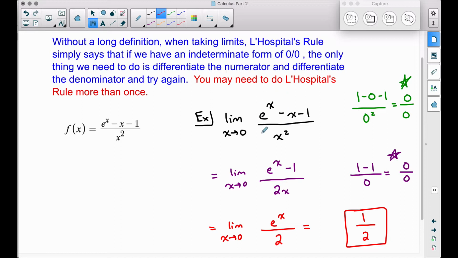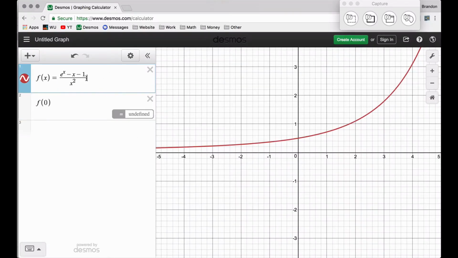So we have this function here. As x gets close to 0, even though the function is undefined when x is 0, we are getting close to a y value of 1/2. So here we have that same function f of x, and you do notice that f of 0 is undefined. But let's take our mouse pointer here and get real close to an x value of 0. And what I want you to notice is that as we get close to an x value of 0, that y value is getting doggone close to 0.5, right? Check it out.